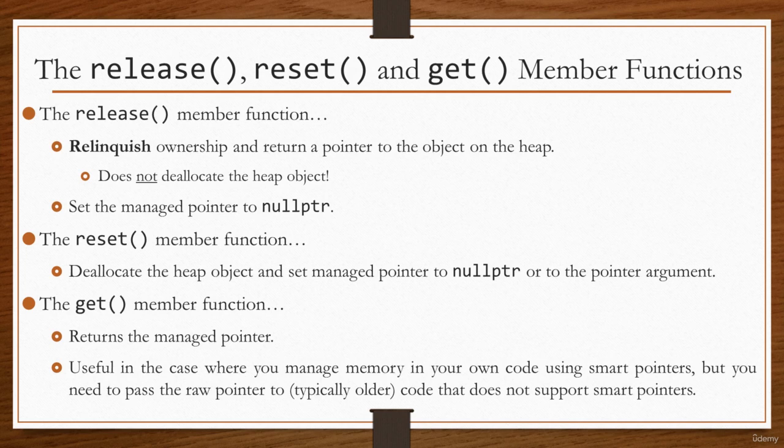Now where is this get member function useful in the first place? Because we are deleting the copy constructor and the assignment operator, so we don't really want to give outside access to the pointer member. Well, it is useful in the case where you manage memory in your own code using smart pointers, but you need to pass the raw pointer to typically older code that does not support smart pointers, typically code written before C++11.